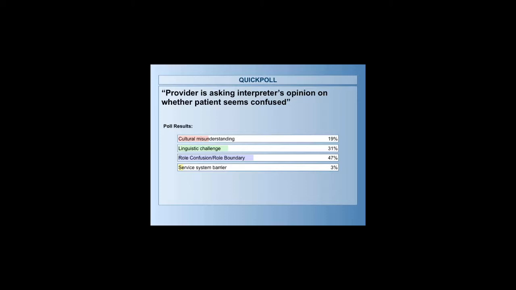And so sometimes this is a perfect example of when providers who may still not have a full understanding of what we can and can't do as interpreters, and what our role is, are confused about the boundaries that we have to respect. By asking our opinion, it's not really up to us to provide an opinion on whether the patient seems confused. That requires a subjective response, and that is not what we ideally want to be as an interpreter. We don't want to provide a subjective opinion of whether the patient is confused or they may be lying.